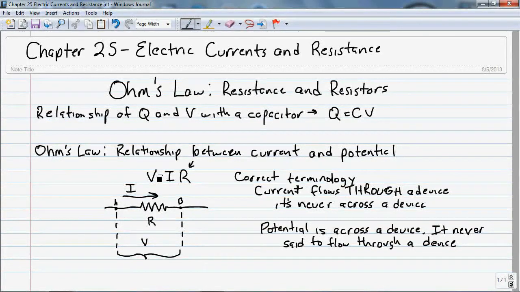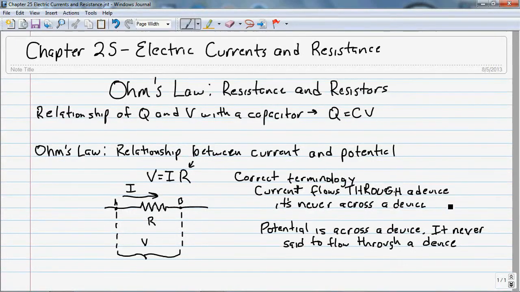So what this formula is saying is that if I have a current flowing through a resistor, through some device that has some resistance to the flow of current, it's going to take a certain amount of work to get that current through the resistor.